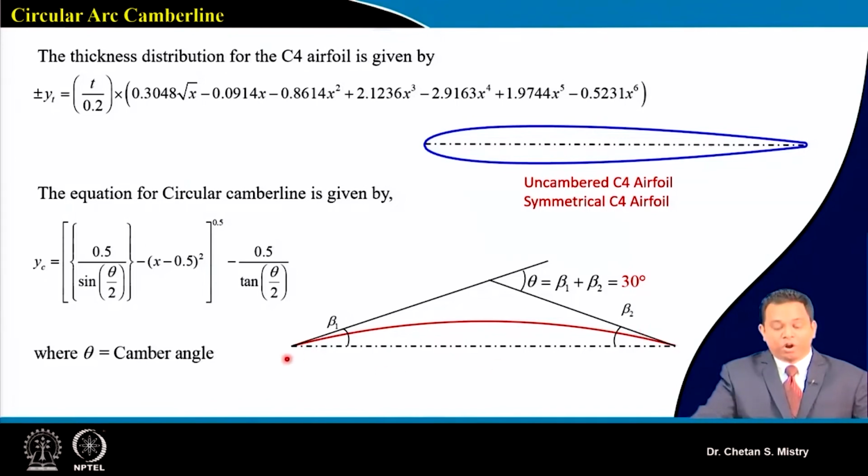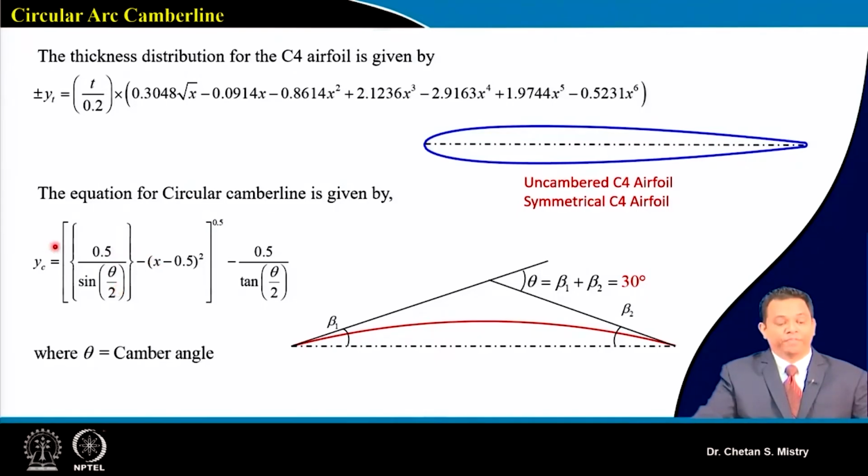Now, in order to make this camber line, we need to go with the mathematical formulation. For the circular camber line, this is my equation. It says my y coordinate for that camber line is a function of x and theta. This theta is nothing but my camber angle.